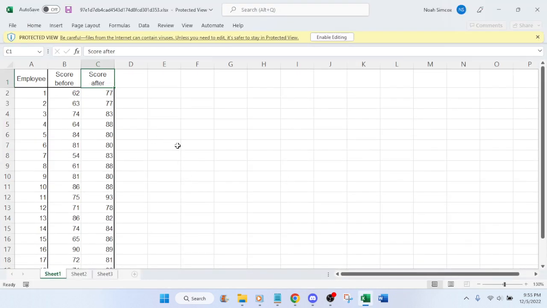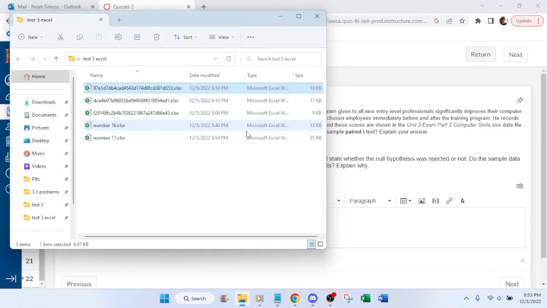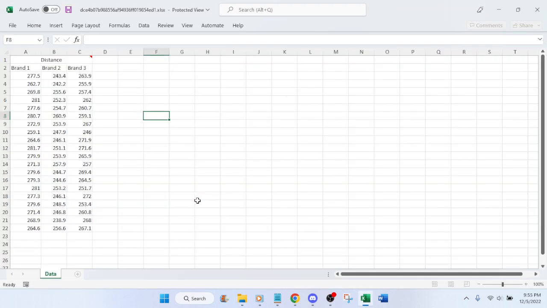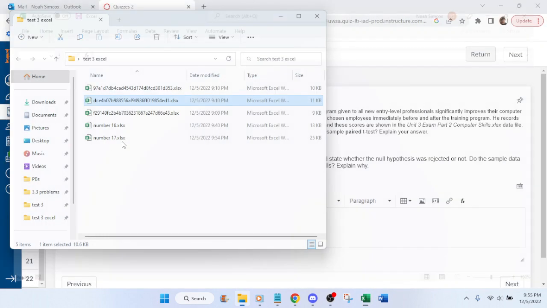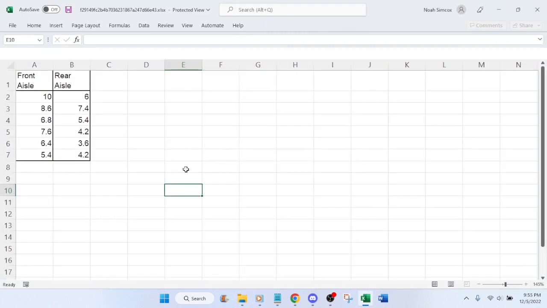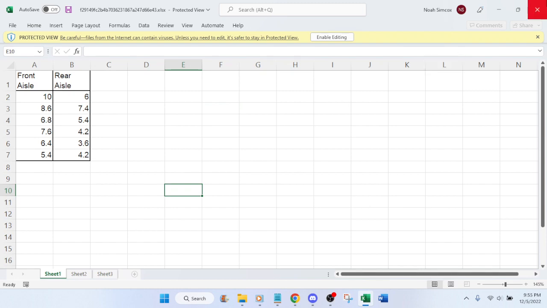So it looks like this is the one. Double checking though. So 97 looks like it's the one because there's a score before and a score after. Just going to double check. And nope, clearly not that one. Front aisle and rear aisle, and no.